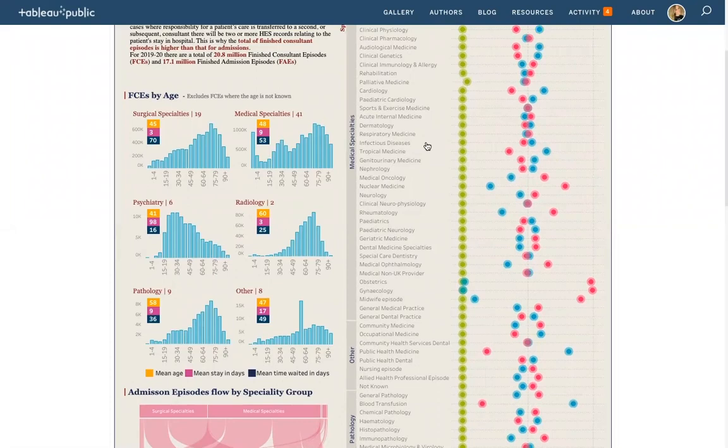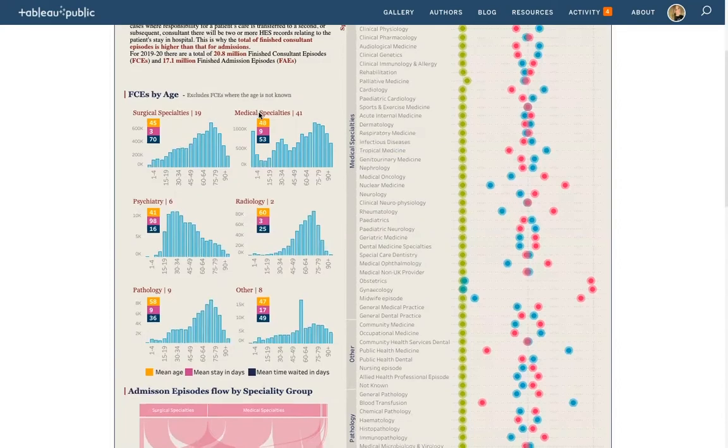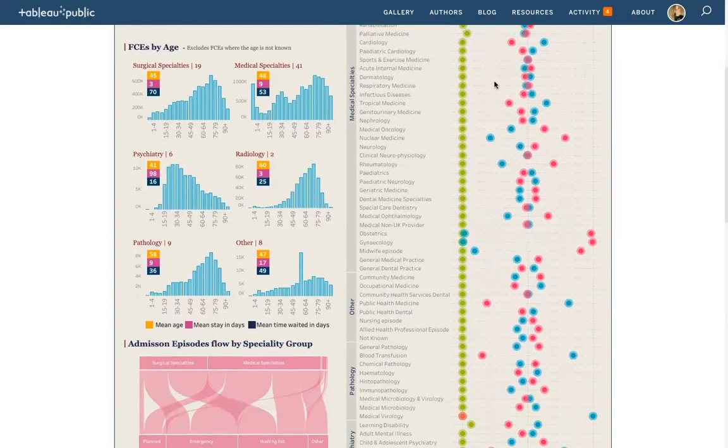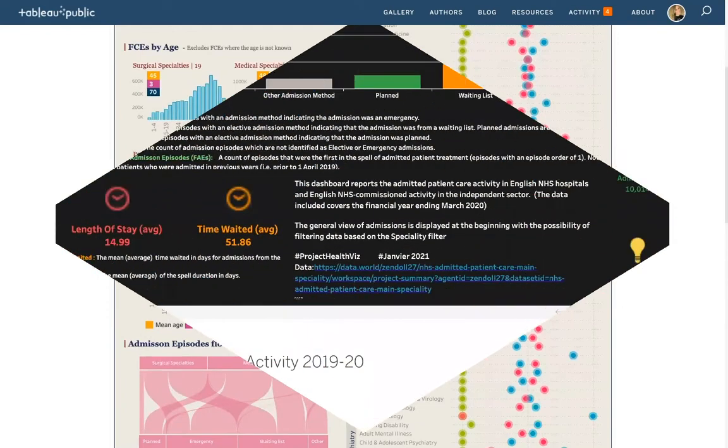Yeah. I think this is another area where you could use interactivity. Maybe you don't show the full list of specialties, but once you click on medical specialties, that's when all of your specialties would show up over here. Yeah, that's a nice idea.